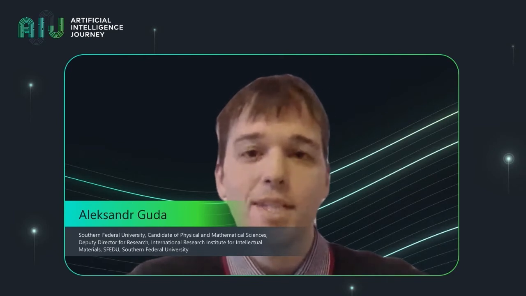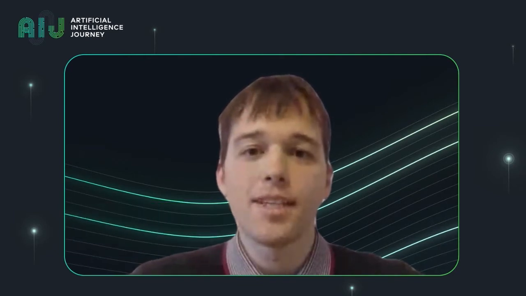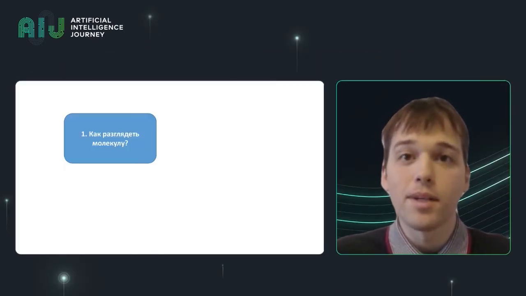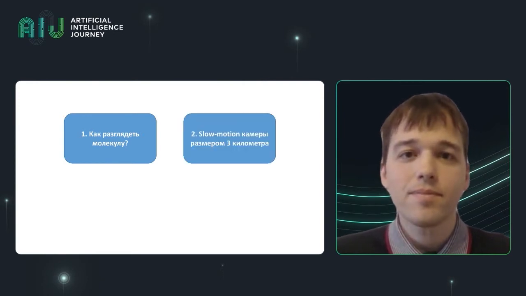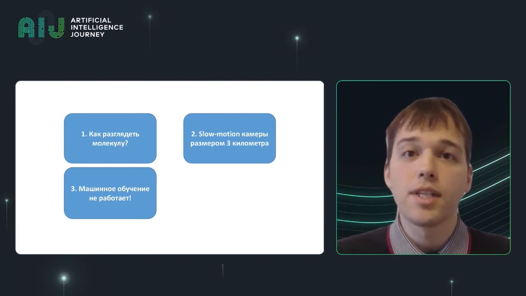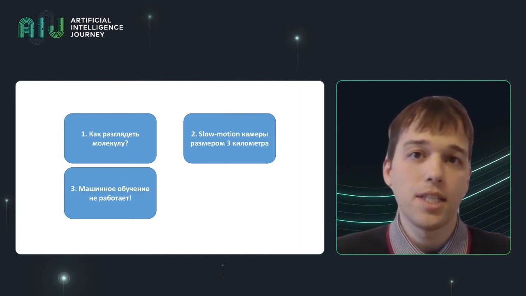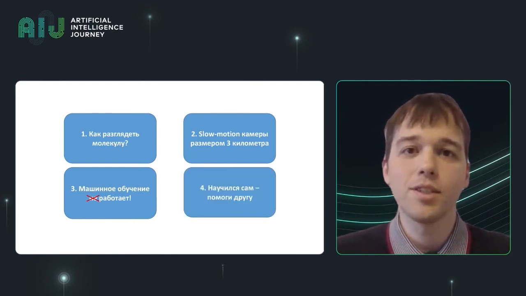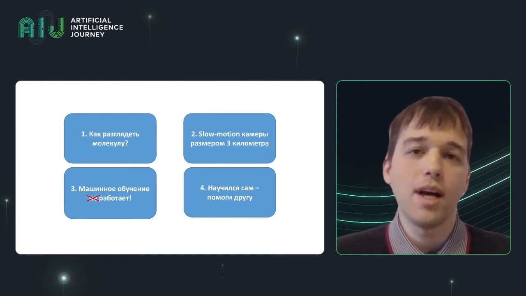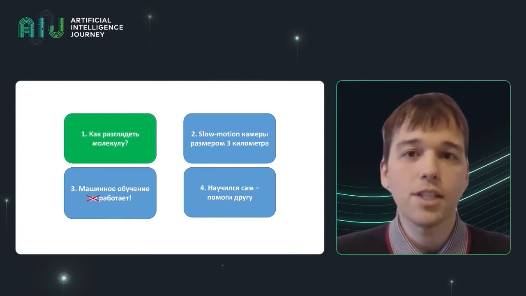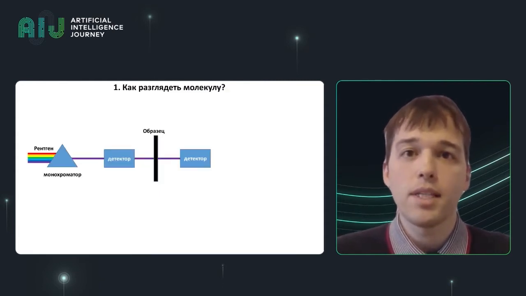Hello, dear viewers. In this presentation, we are reviewing the machine learning methods for big data analysis with mega-class installations. We will learn how you can see the molecule, why you need slow-motion cameras of 3-kilometer size, why machine learning doesn't always work for spectroscopy and small objects research, and how we can make it work. And we'll talk about how scientists exchange skills and knowledge for applying machine learning.